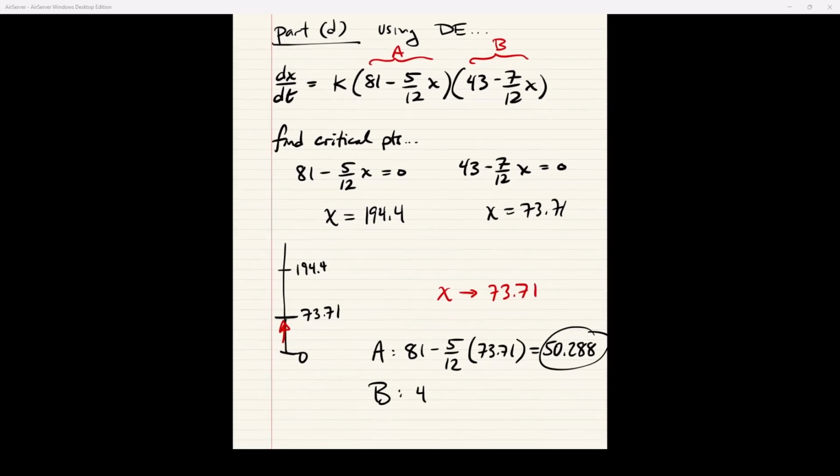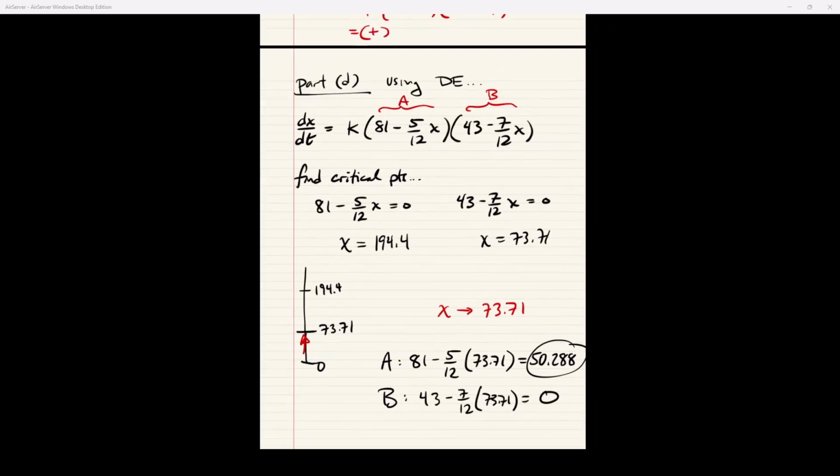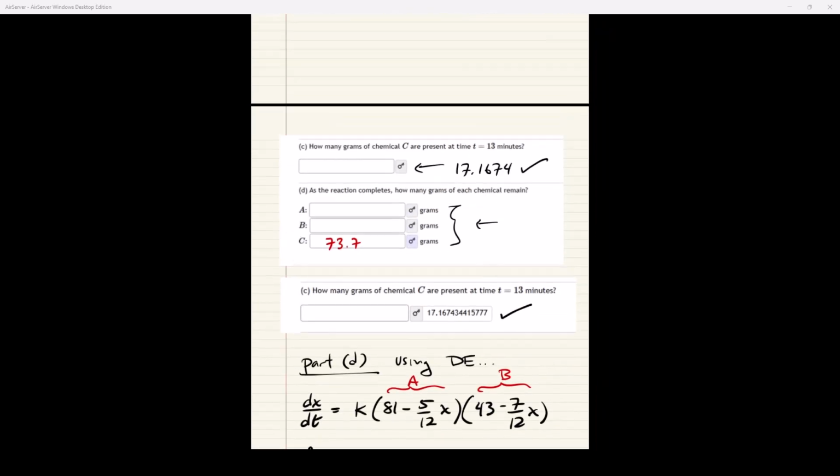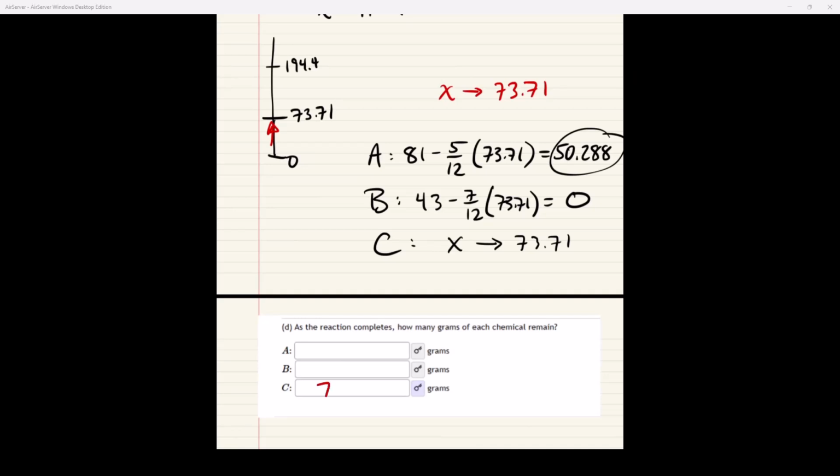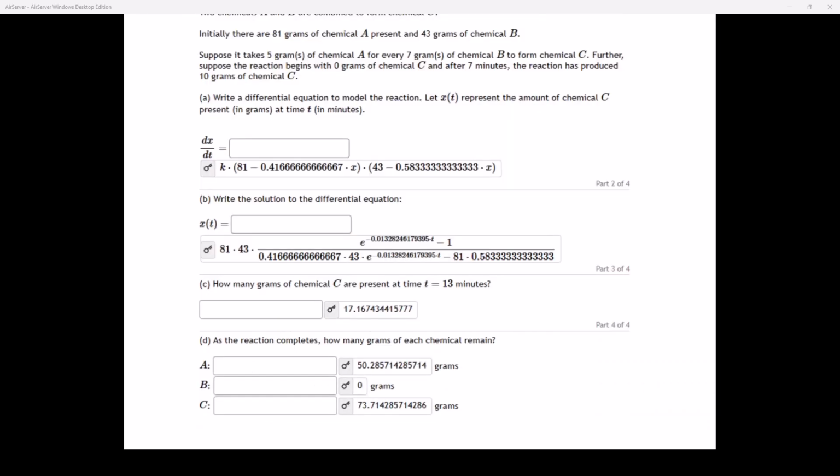So I know that that goes to 0, right? And you could just confirm, like obviously 43 minus 7 over 12, if I plugged in this 73.71, I don't have to type it in the calculator. I already know that's the number that makes this equal to 0. So this comes out to be 0. So I can answer that question now: we've already computed that C is approaching 73.71. We've now determined that B goes to 0, and A will approach 50.288 as the time passes. And those are indeed the values that the computer was looking for.